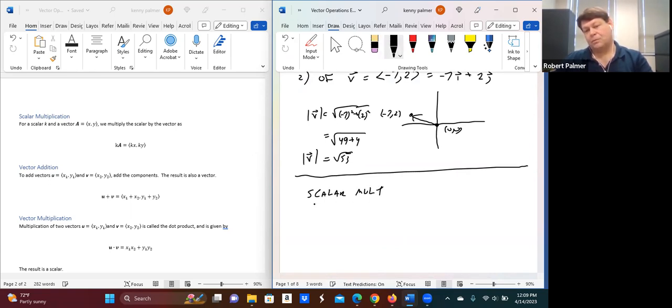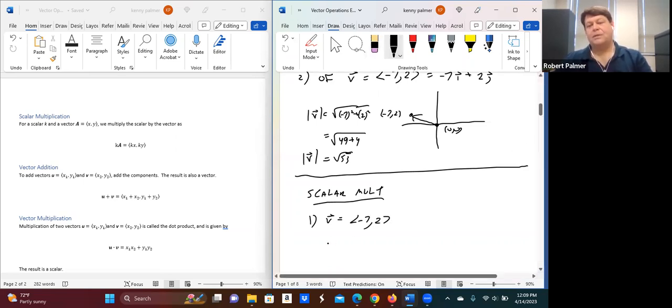Okay, scalar multiplication. Let's say I have a scalar. Well, let's do another vector. I'll probably use the same one I did, so let's use vector v, which is equal to negative 7, 2. And let's say what I want is 2 times v. In component form, that's 2 times negative 7, 2.